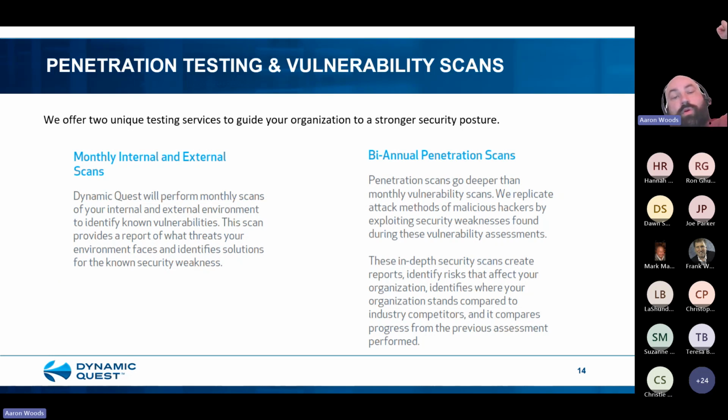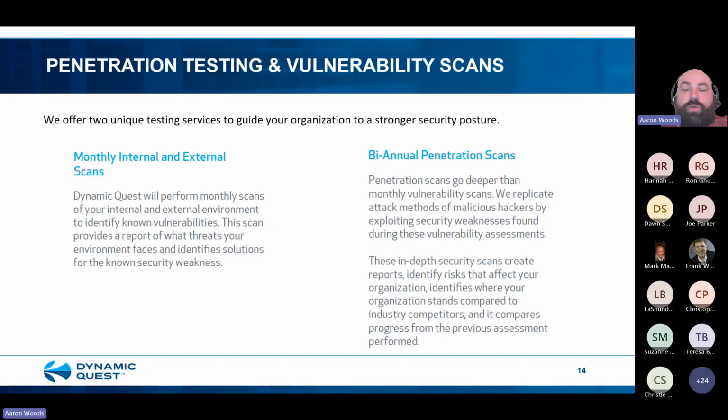The internal scans are really key, because most of the breaches that are happening today come from inside out attacks, meaning that somebody clicks on something that allows a threat actor to gain a foothold on their endpoint. And then based on vulnerabilities that exist internally in the network, they're able to laterally move through the network and use those vulnerabilities to their benefit. And then biannual penetration testings. They go deeper than the vulnerability scans. As I've discussed, we replicate the attack methods of malicious hackers by exploiting security weaknesses found during these vulnerability assessments.